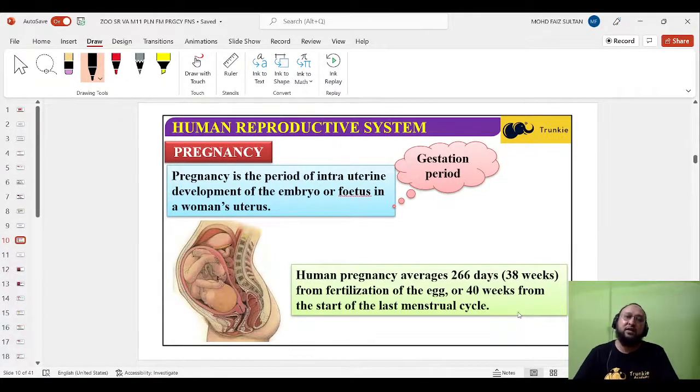Human pregnancy averages 266 days, 38 weeks from fertilization of the egg, or 40 weeks from the start of the last menstrual cycle. So it is 266 days or 38 weeks.